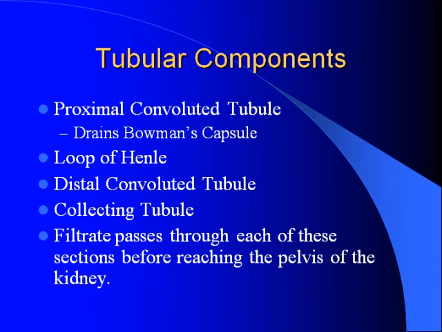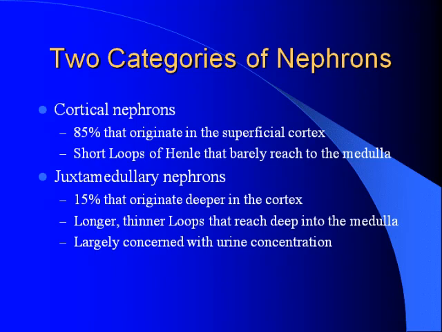Your tubular components, you have the proximal convoluted tubule, which drains Bowman's capsule, the loop of Henle, the distal convoluted tubule, the collecting tubule, and your filtrate has to pass through each one of those sections before it reaches down into the pelvis of the kidney. And again, this should be reviewed from anatomy and physiology, and you need to open up your book and remember the anatomy and how it works.